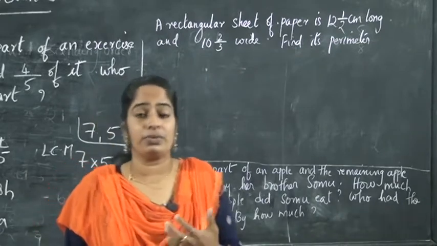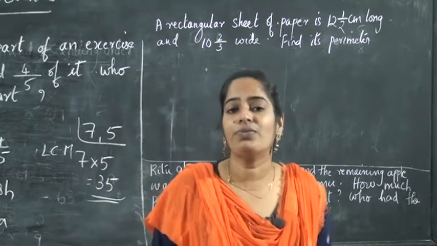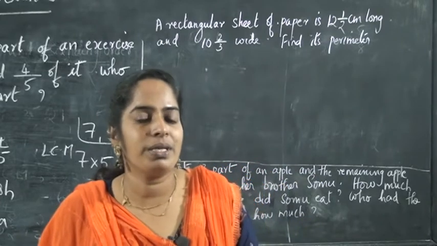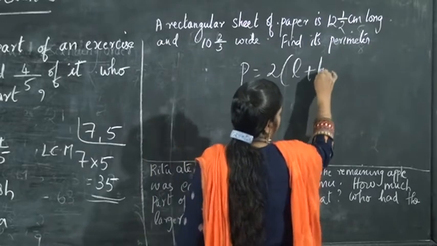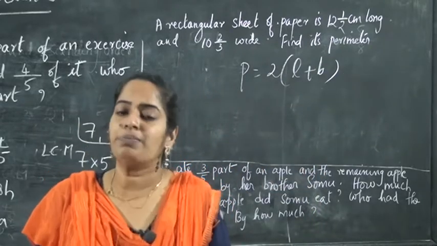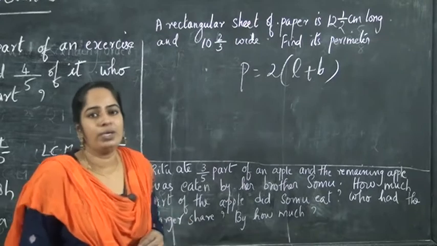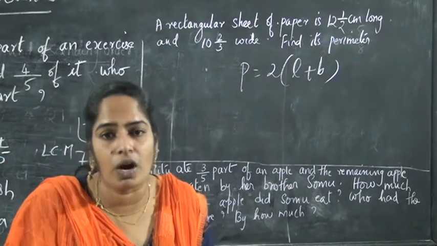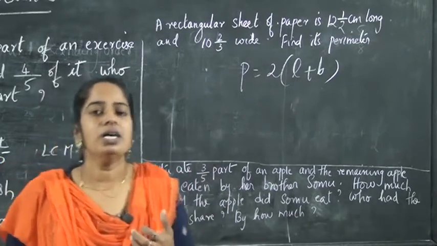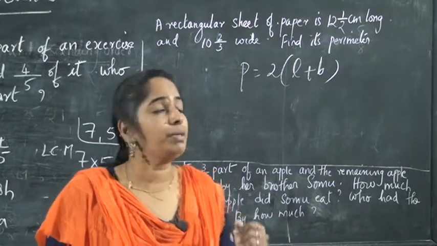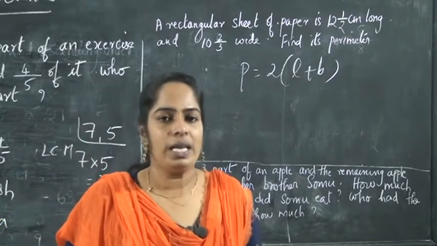So what is to be found? They are asking to find the perimeter. So how will you find the perimeter? We all know the formula for the perimeter of a rectangle. Perimeter is equal to 2 into length plus breadth, isn't it children? That is the formula for the perimeter. So here we must substitute the values. Here also you must write the statements: length of the rectangular sheet is equal to this much centimeter, breadth of the rectangular sheet is equal to this much centimeter, like that. And also you must write perimeter is equal to 2 into length plus breadth.